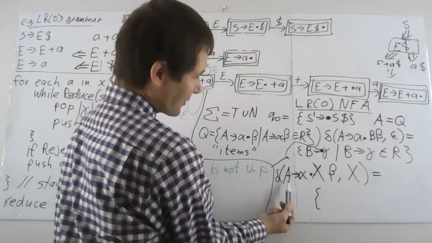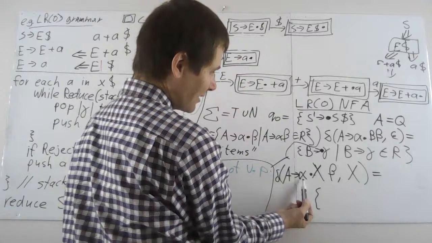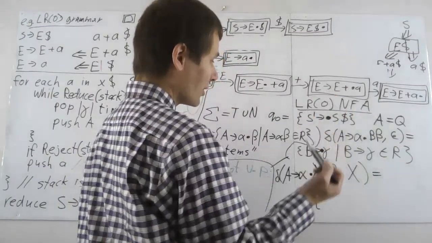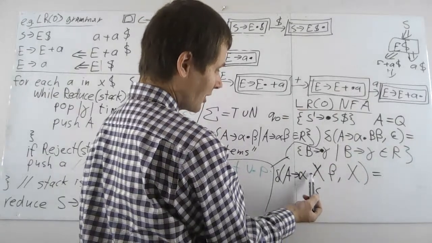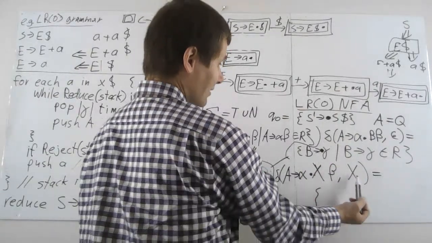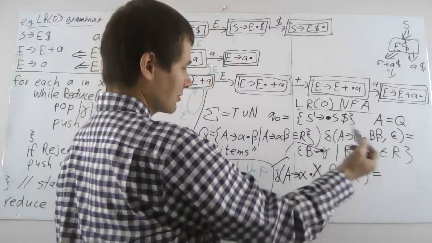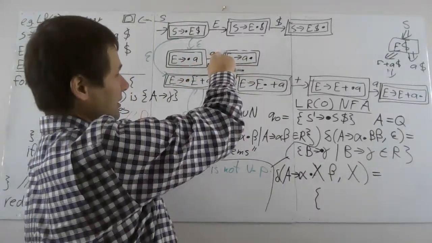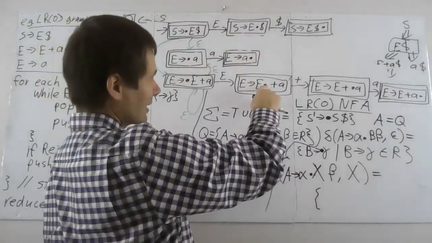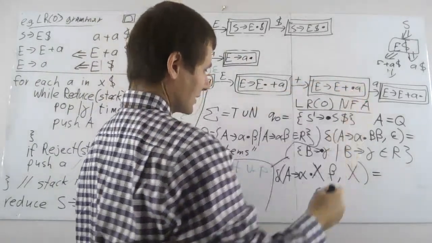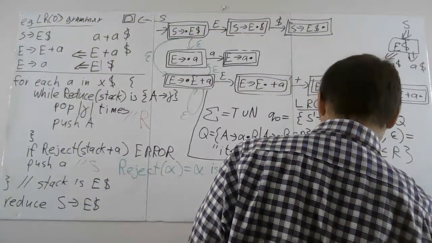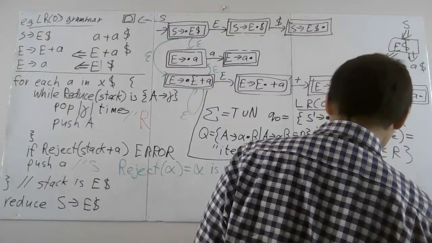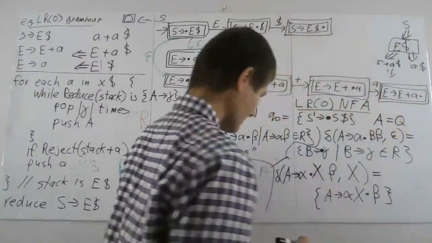If you're in a state that's labeled with A goes to alpha and the dot is before an X, remember an X could be a terminal symbol or a non-terminal symbol. So basically the dot is in front of anything, then on that anything, you want an edge to a state where the dot jumps over the X. So from dot A, on an A, you go to A dot, or from dot plus, on a plus, you go to plus dot. So that's going to be A goes to alpha X dot beta, and that's going to be your state.